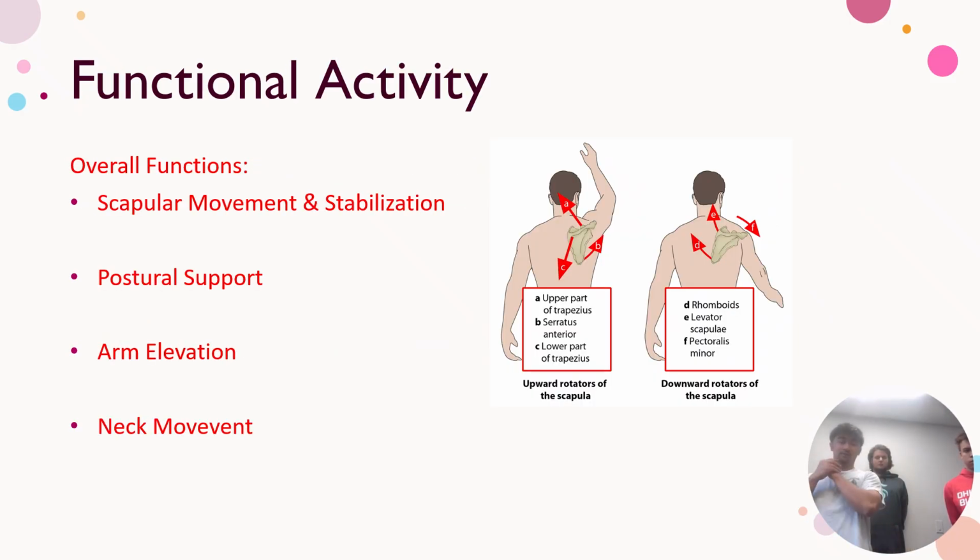For functional activities for both the levator scapulae and the trapezius, they both essentially perform scapular movement and stabilization, and help support posture. They also assist and stabilize during arm elevation and also stabilize during neck movement.